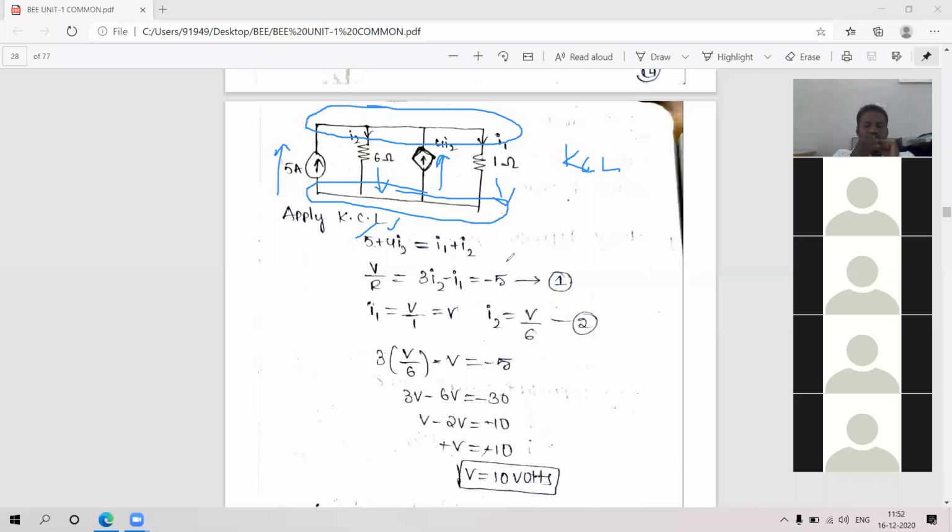Otherwise, if you want to write it in one expression, entering currents you can write with a plus and leaving currents with a minus. Or, to make it easy, you can write entering currents on the LHS and leaving currents on the RHS. So 5 plus 4I2 is equal to I1 plus I2.